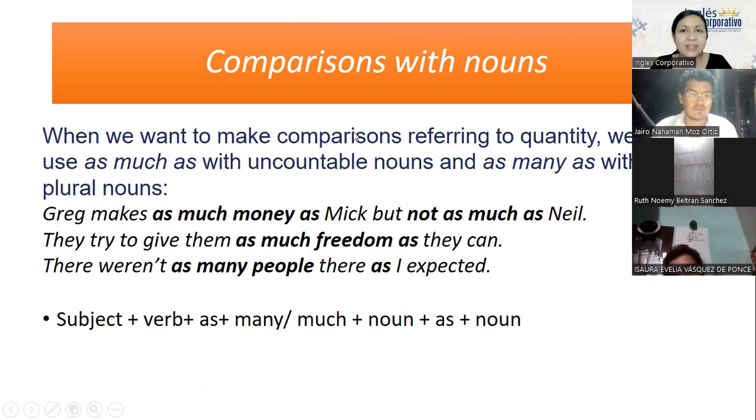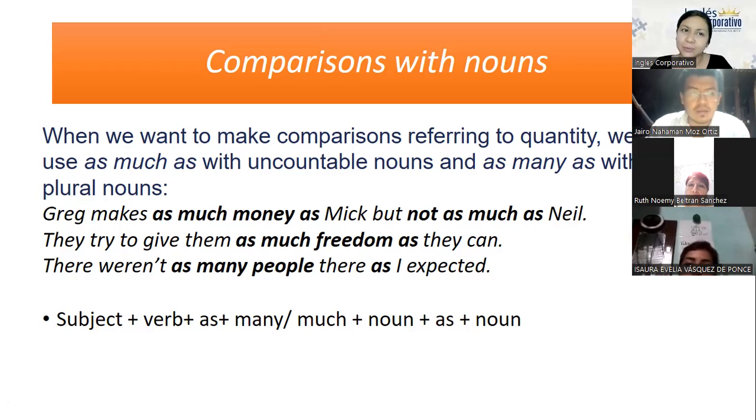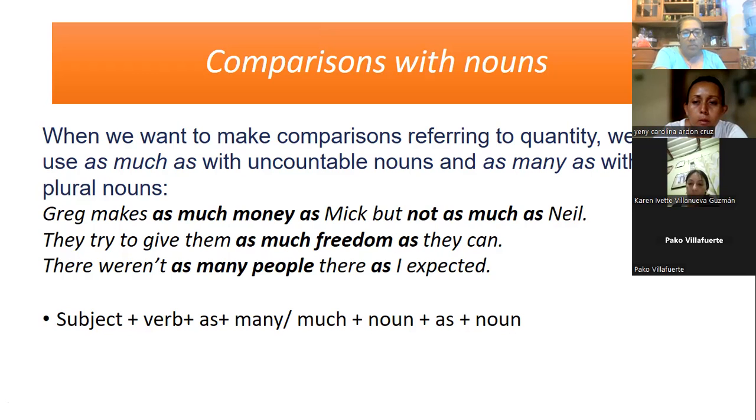we have comparisons with nouns. Maybe these can confuse you a little, but it's not difficult. When we want to make comparisons referring to a quantity, we use "as much as" with uncountable nouns, and "as many as" with plural nouns, with countable nouns. So that is the difference. Much with uncountable nouns, and many with countable nouns. And we have three examples. Let's see. Karen, would you like to read the three examples, please?